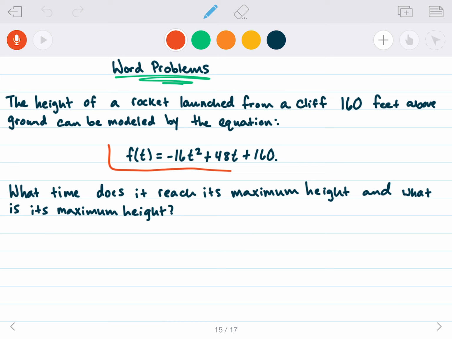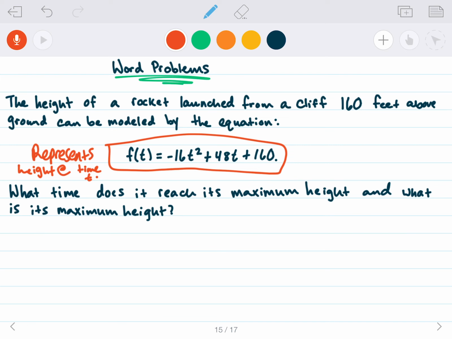Well, the equation that we can see here represents height. It gives us the height at some time t. We're not really told what the units are for t, but let's just say t is in seconds. It doesn't matter. But we know that f of t is in feet.